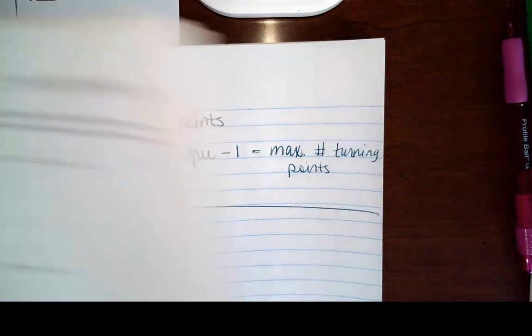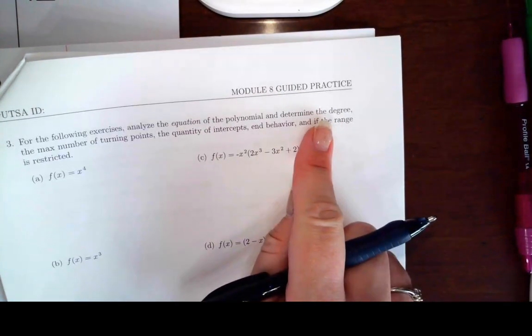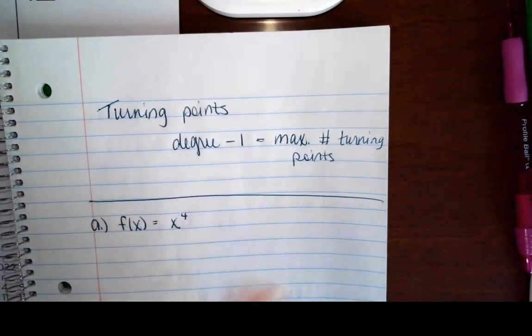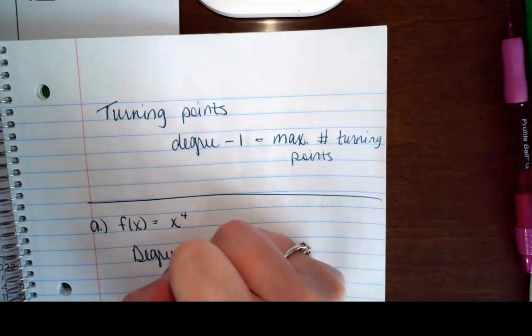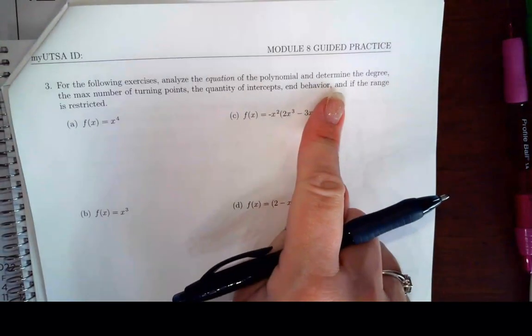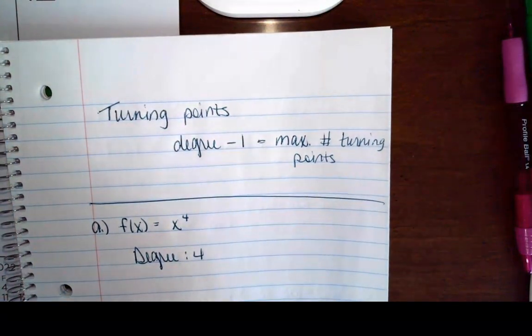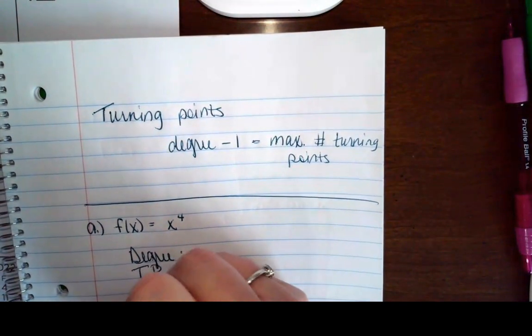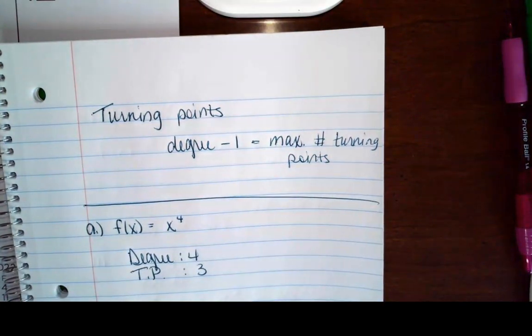So what am I supposed to find? Analyze the equation, determine the degree. So what's my degree? My degree is a 4. Okay, the maximum number of turning points. Well, your maximum number of turning points is your degree minus 1. So turning points is going to be 3 or less. So the maximum number of turning points is 3.